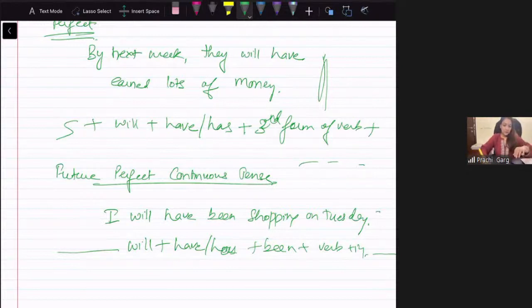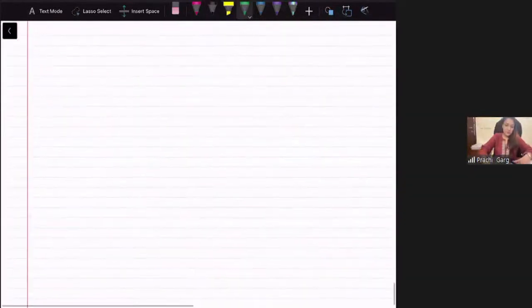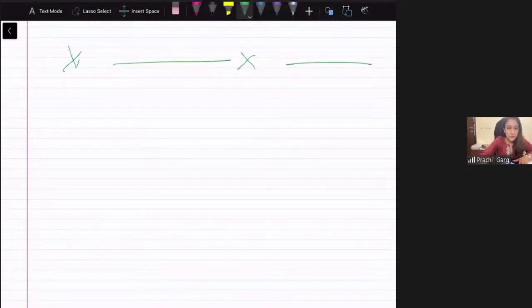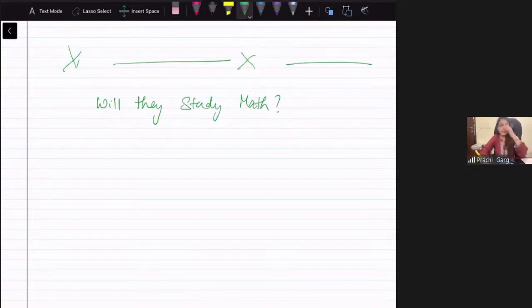Okay, so let's start with some exercises here so that we know how much we have understood. I am writing a few sentences here and you have to tell me the exact kind of tense used in this particular sentence.